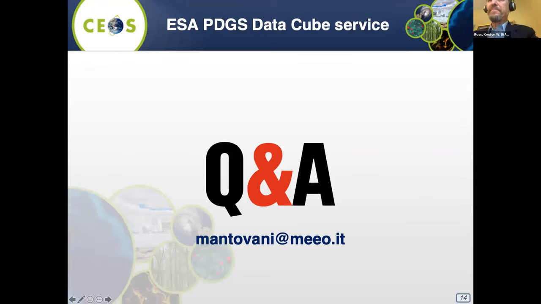It looks like there's one question. It says, is the SMOS use case in anomaly comparison Jupyter Notebook available?